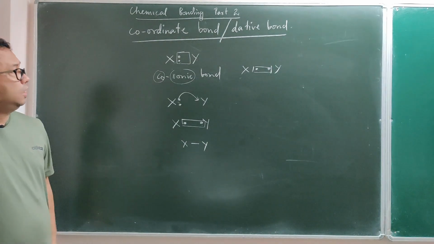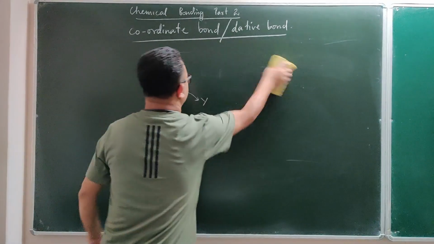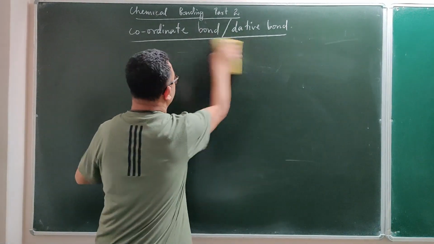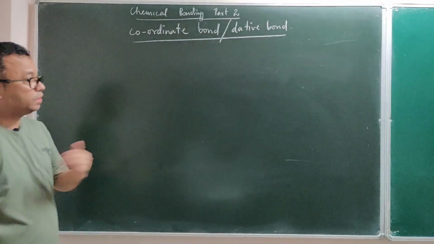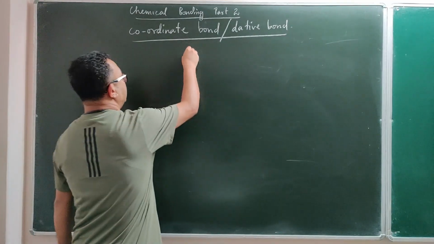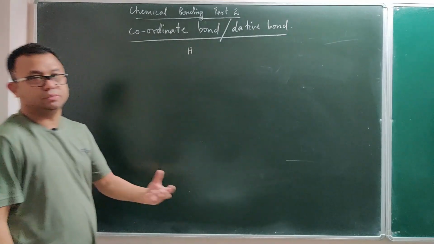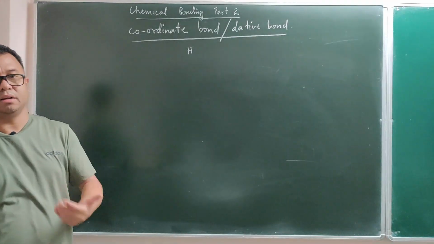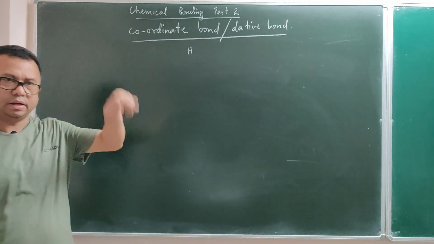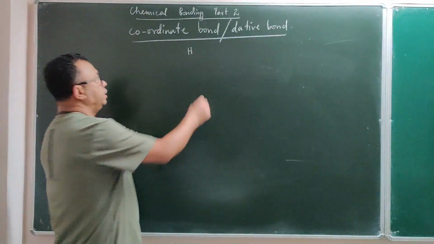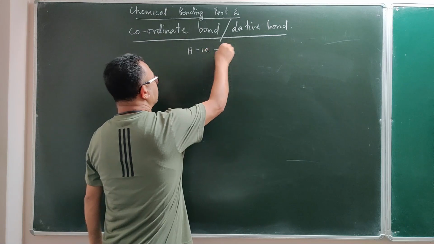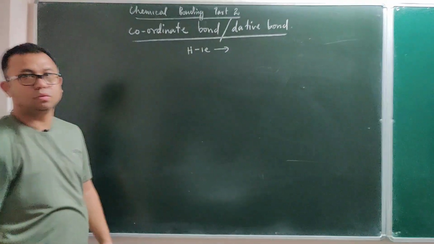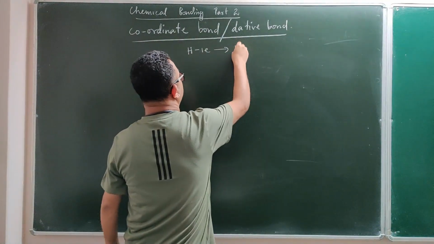Now going on to explain this two ion formation, first I should explain what is H plus. Hydrogen atom: you know hydrogen atom has one electron, only one electron. When it is losing that one electron, then hydrogen will become H plus.